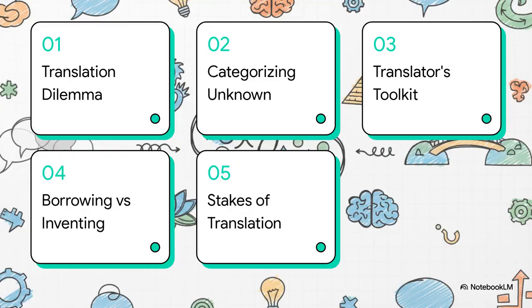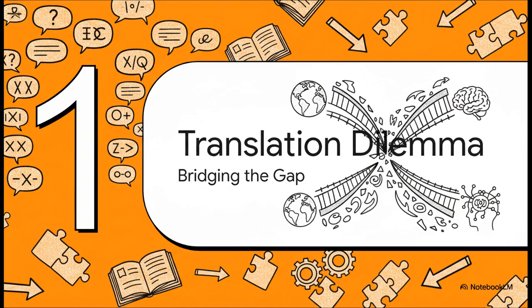So, to figure out how the experts actually solve this, we're going to follow a clear roadmap today. We'll cover the translation dilemma, categorizing the unknown, the translator's toolkit, the whole borrowing versus inventing debate, and finally, the actual stakes of translation. Let's start right at the core of the problem with part 1, the translation dilemma.